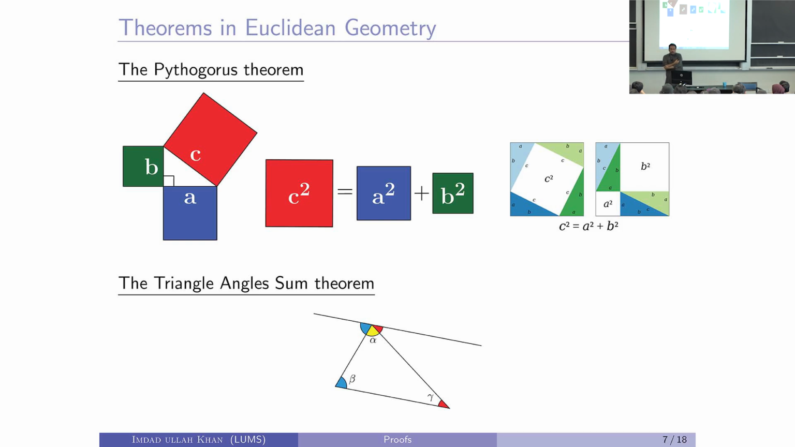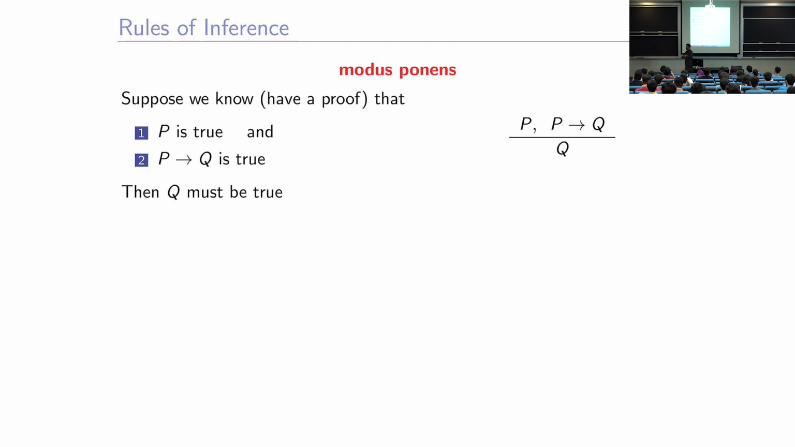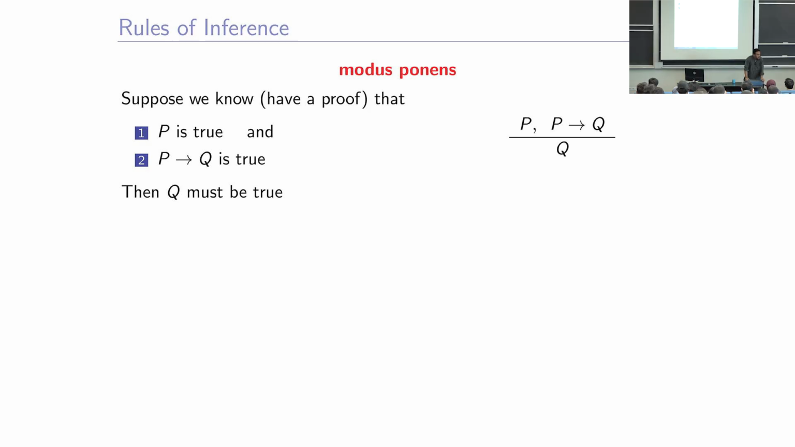Rules of inference. The first one is called modus ponens, right? Just a fancy word for a very common sense statement: if you know that some statement, some proposition P is true, right? You have a proof that P is true. And you also know that P implies Q is true. So you're given 2 facts, the fact that P is true and the fact that P implies Q is true. When you have these two, you can safely conclude that Q is also true.